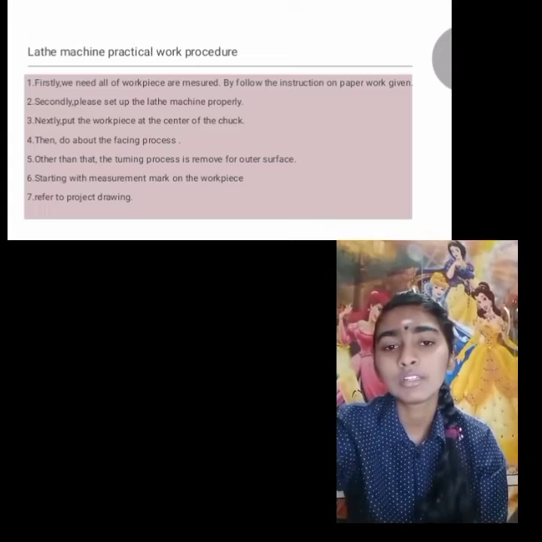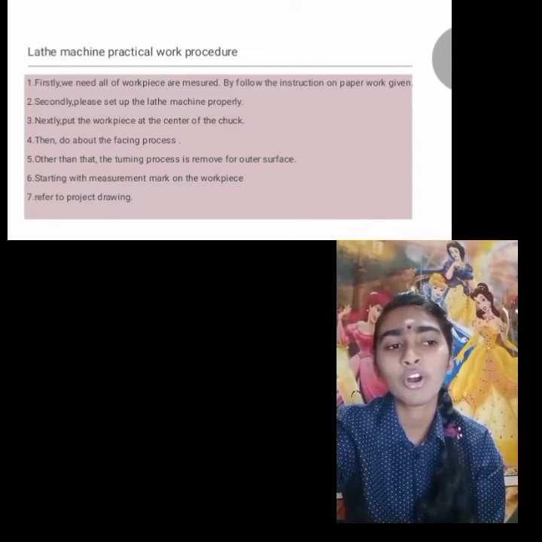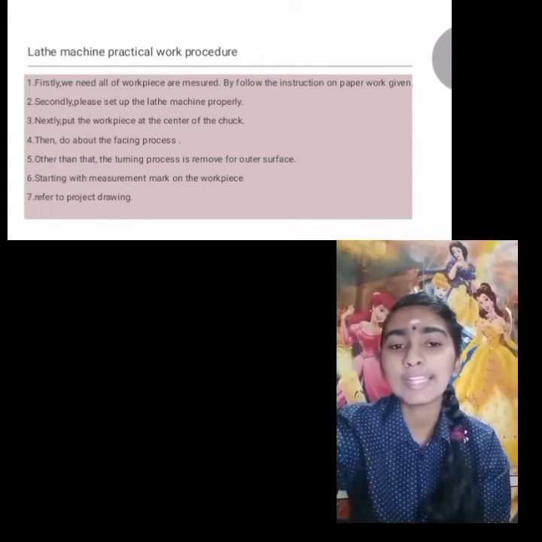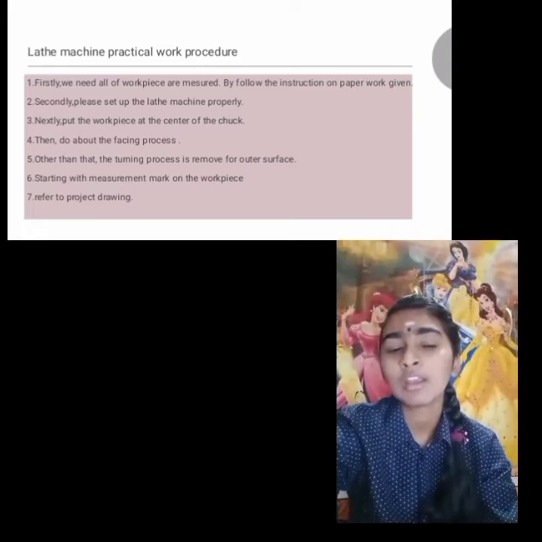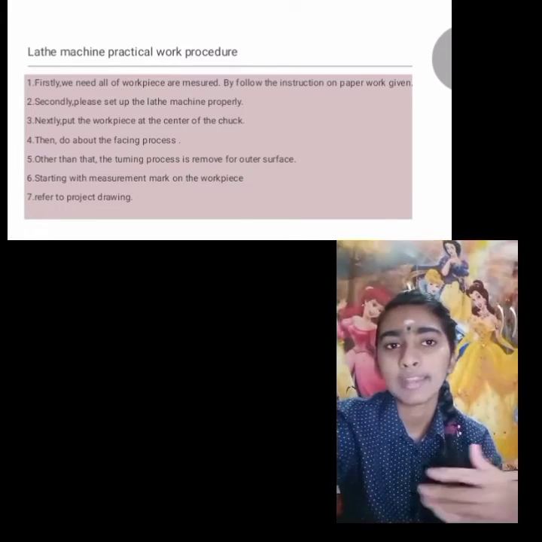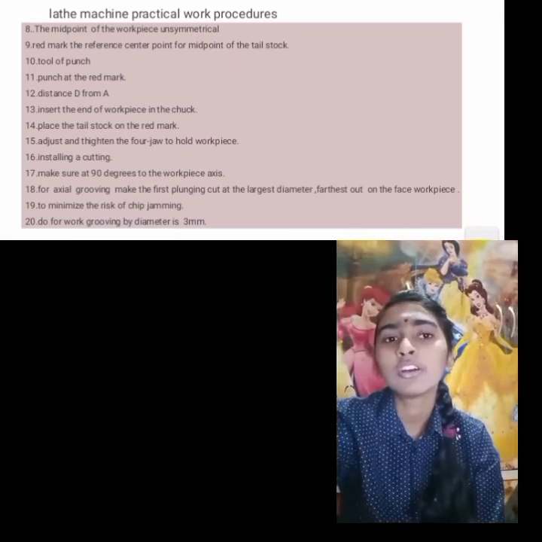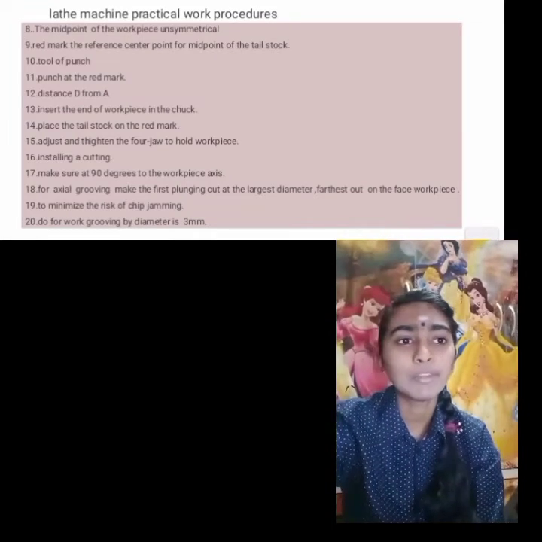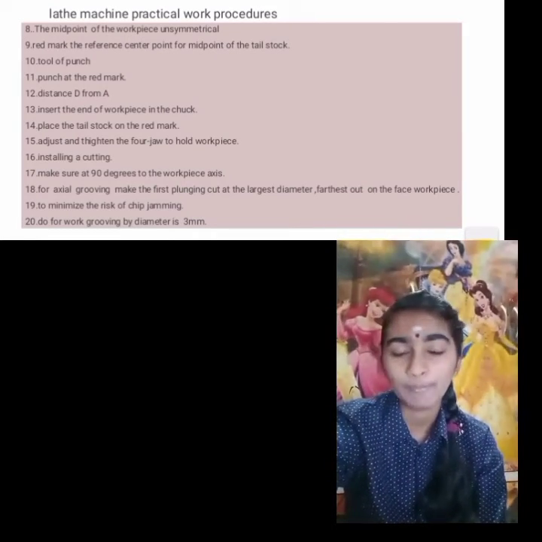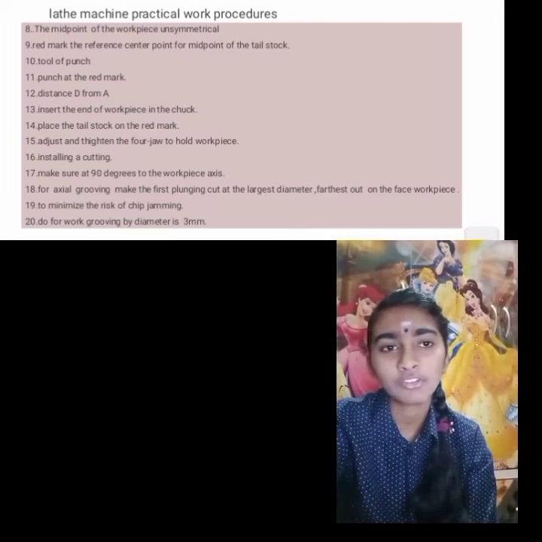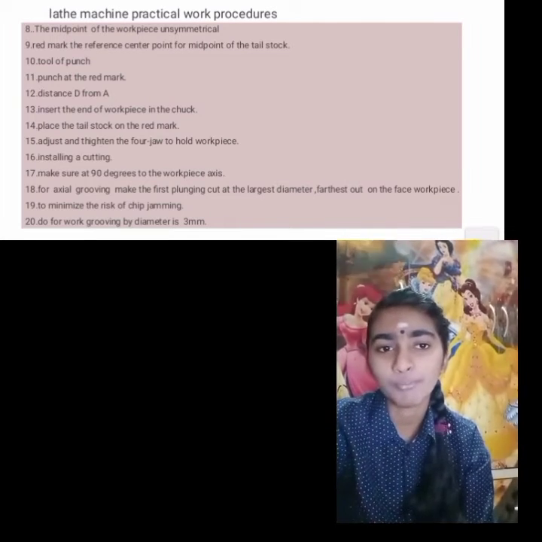Other than that, the turning process is removed for auto service. Start with the measurement marks on the workpiece. Refer to the project drawing. Next, find the midpoint of the workpiece. Then, mark the reference center point in red for the midpoint of the tailstock. Use a center punch. Punch at the red mark. Then, measure distance D from A.